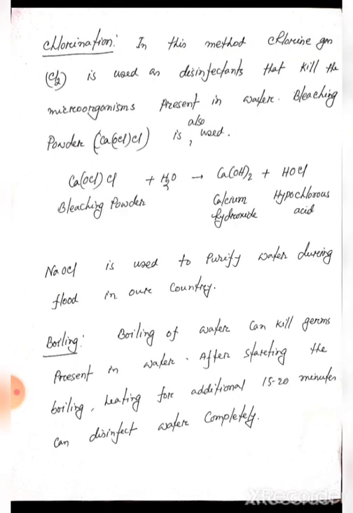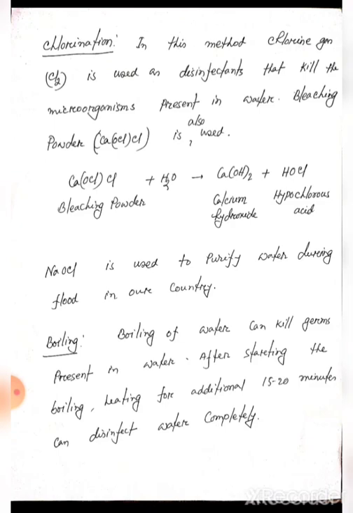Now the chlorination method. In this method, chlorine gas is used as a disinfectant that kills the microorganisms present in water. A disinfectant is a thing that can kill the microorganisms present in water that are harmful for us. Bleaching powder is also used for the chlorination method. In this method, the disinfectant is chlorine.